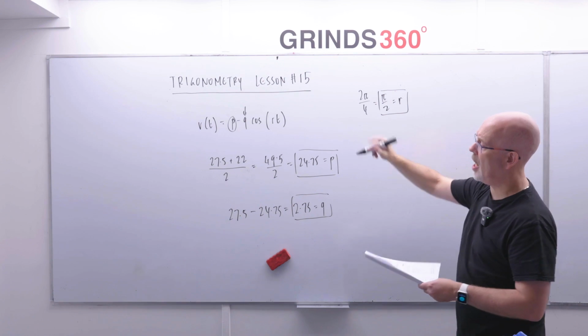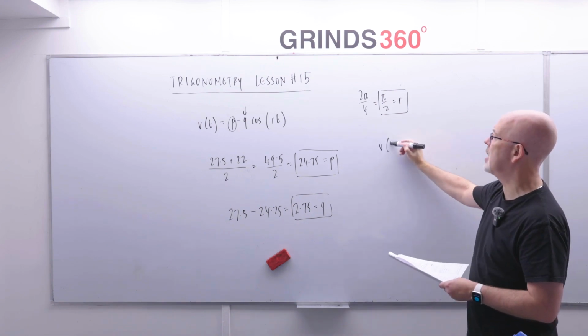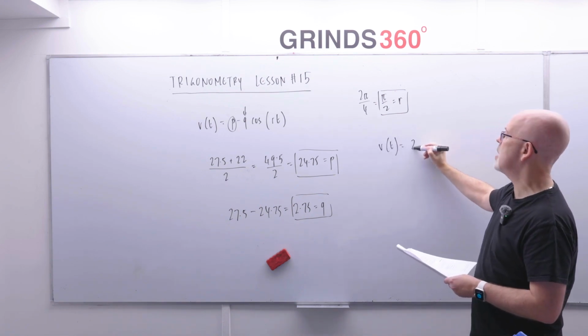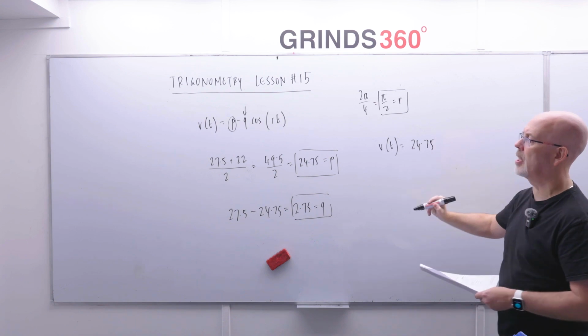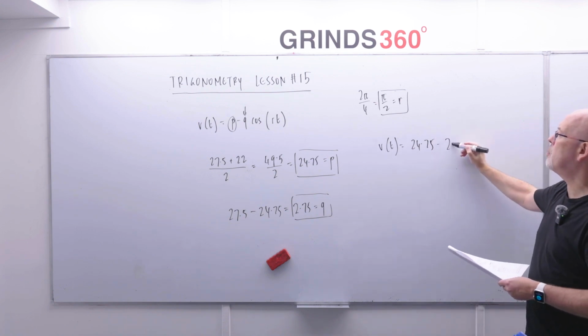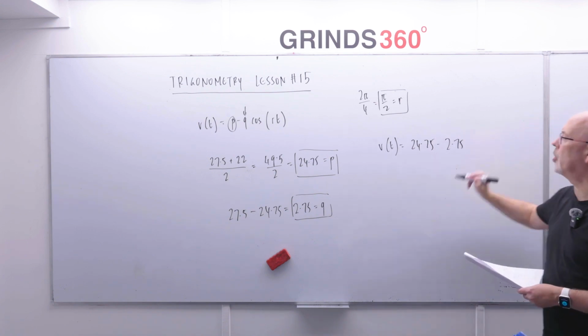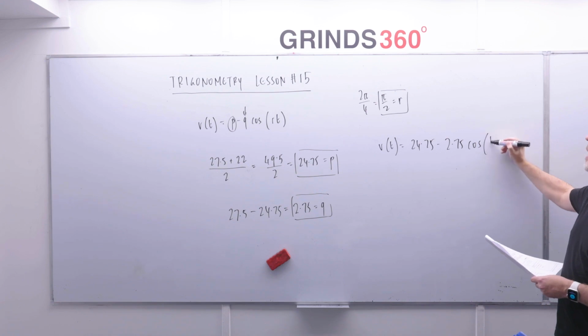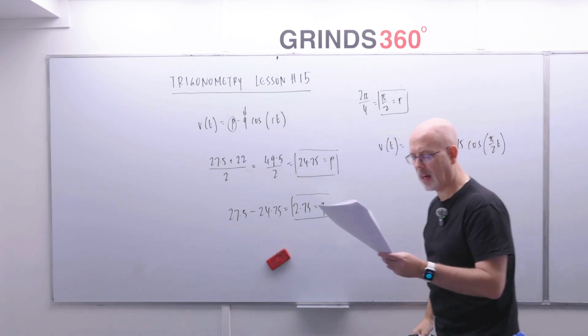And what that means, the entire form, if I wrote it down, is that v of t is equal to 24.75, there's my center line p, minus 2.75, there's my amplitude q, times cosine pi over 2 t. Okay, and that's the formula we've got there, right?